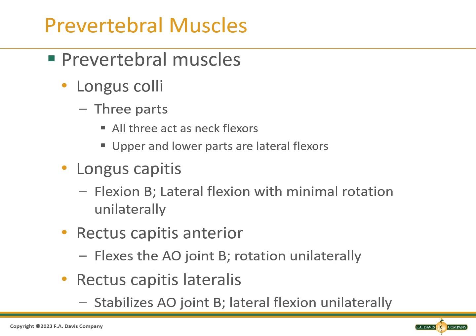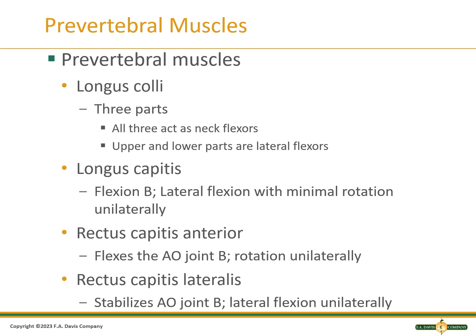Our prevertebral muscles are before the vertebra, so this helps indicate that they are anteriorly located and that flexion is going to be a contributing factor to their action. We'll start with longus colli. So it has three parts. All three parts are neck flexors. The upper and lower parts are also lateral flexors.